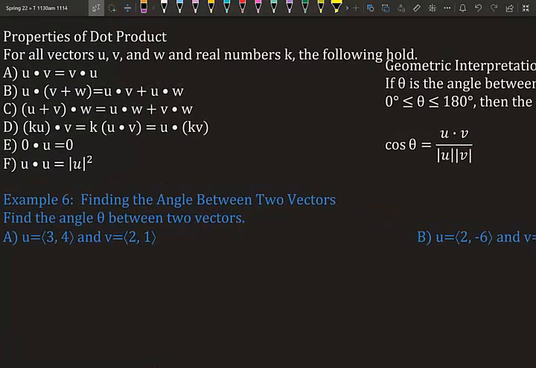Properties of dot product. For all vectors u, v, and w, and real numbers k, the following hold. u dot v is the same thing as v dot u. u dot (v plus w) is the same thing as u dot v plus u dot w, because you distribute. (u plus v) dot w is the same thing as u dot w plus v dot w. (ku) dot v is the same thing as k times (u dot v), and it's the same thing as u dot (kv). 0 dot u is always 0, and u dot u is always the absolute value of u squared. So the same rules apply as with normal equations.